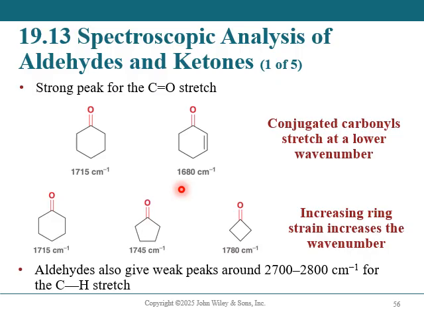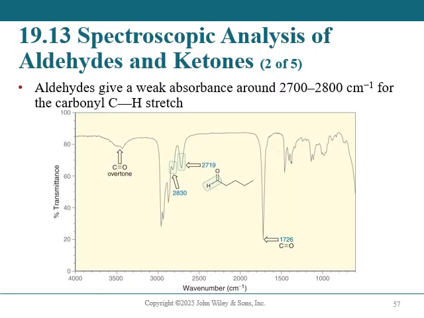Increasing the ring strain increases the wave number. So as the number of carbons in that ring goes down, then the wave number goes up. Aldehydes also give weak peaks around 2700 to 2800 for that carbon-hydrogen stretch. But we really focus more on that carbonyl, more so than anything else. Here, for example, we have an aldehyde. They give you absorbances between 2700 and 2800. And then, of course, the carbonyl stretch, which is what we usually see a little bit faster, a little bit more obvious.